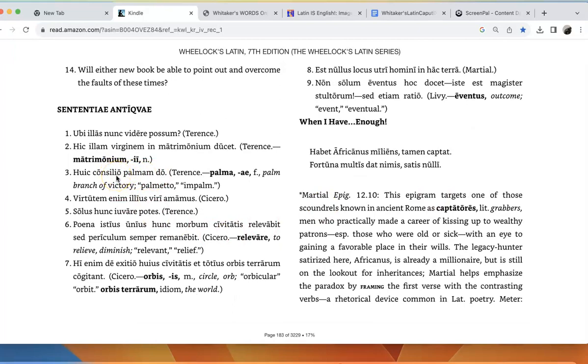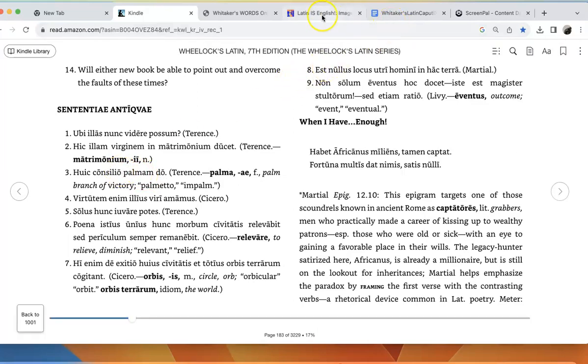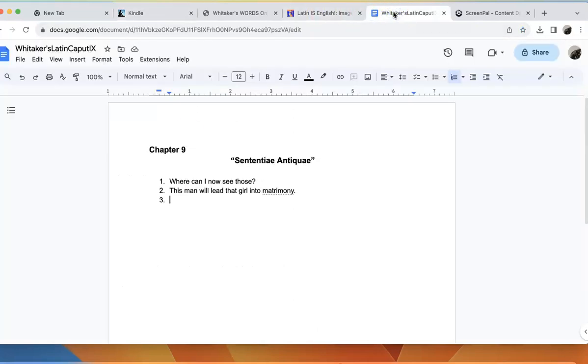Concilio means plan, also in the dative, and then palmam is the accusative singular, and it means the palm branch of victory, and then do. So let me write this out. So I give the palm branch of victory to this plan. Let me write this down. So I give the palm branch of victory to this plan.